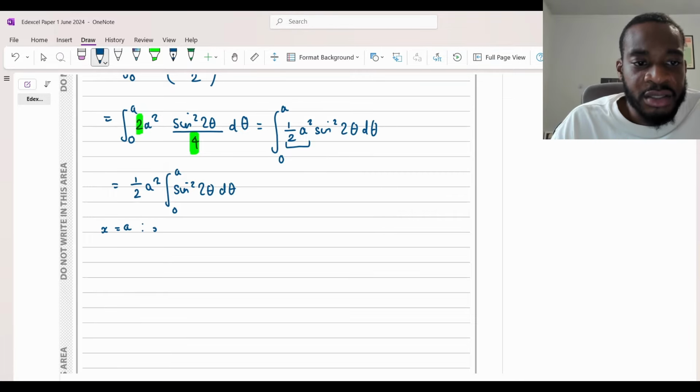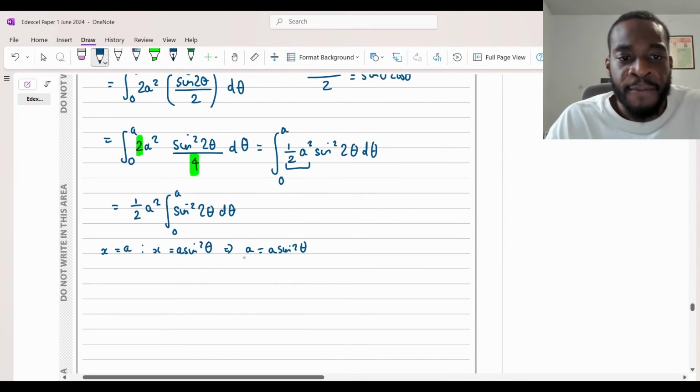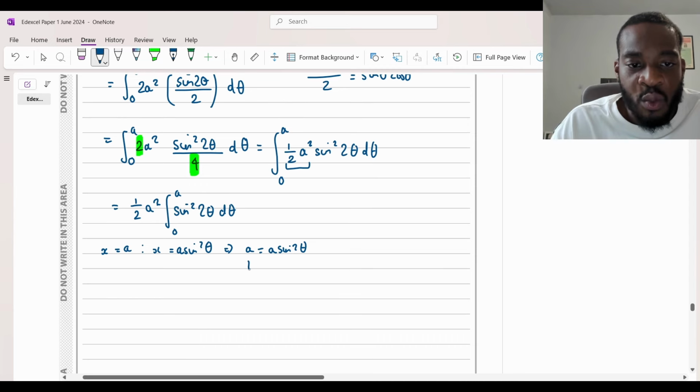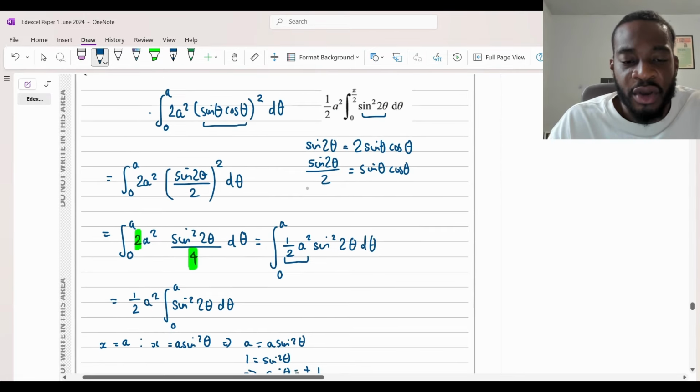Remember, our substitution is x equals a sine squared theta. So that would mean that a, which is x, has to equal a sine squared theta. Now, how can we show that this is pi over 2? Because that's the upper limit. Divide both sides by a. It's going to be 1 is equal to sine squared theta. Square root. So that means that sine theta is going to equal plus or minus 1. We need to solve this. Remember, we know that the upper limit is pi over 2, okay?